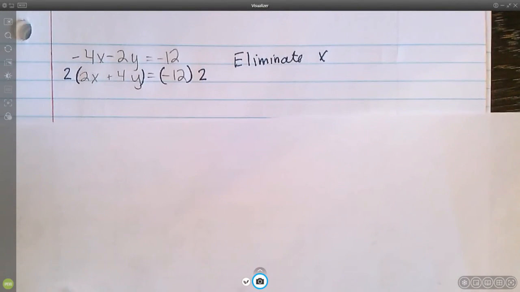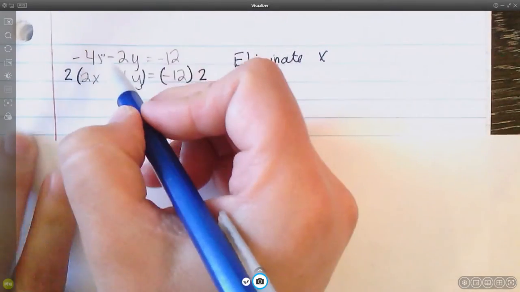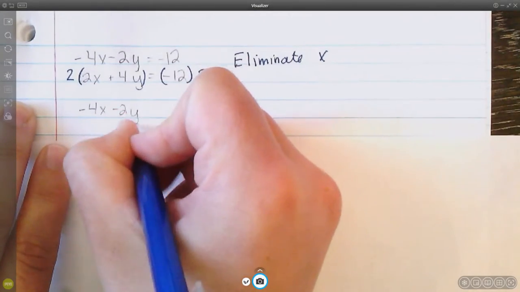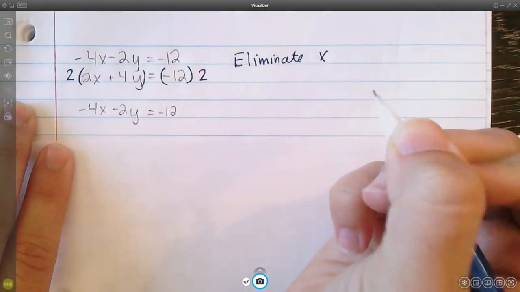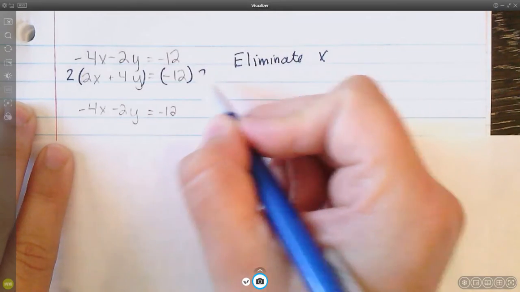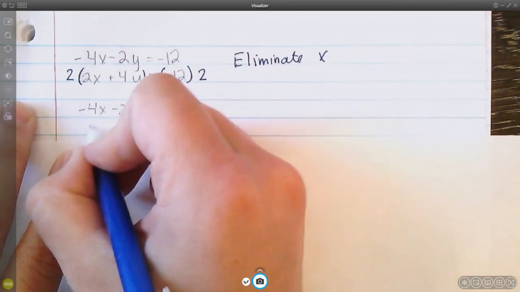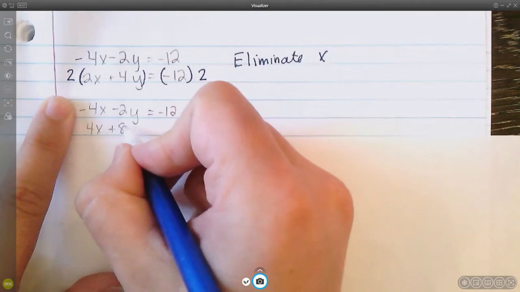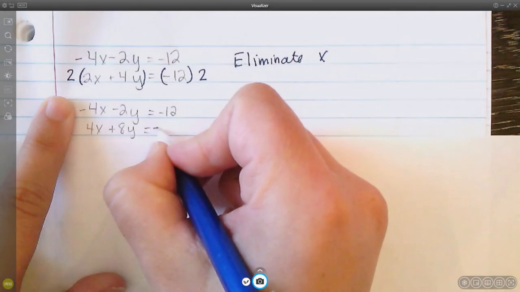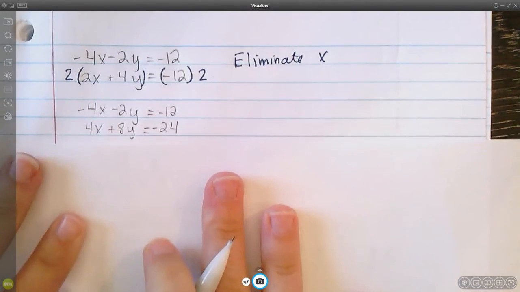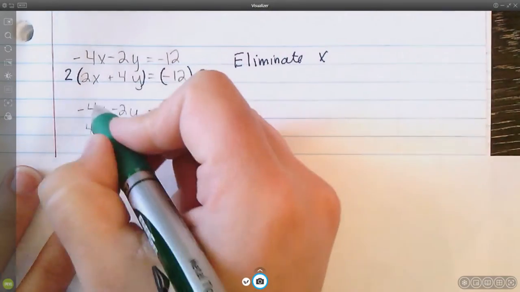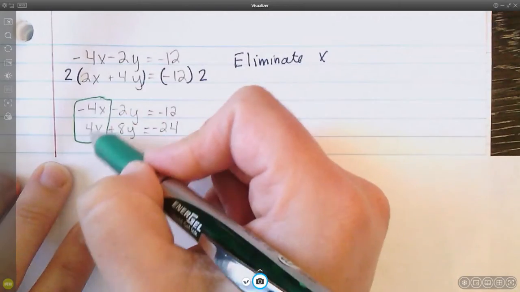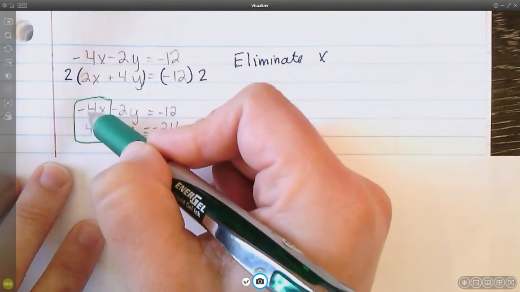Okay, so if I'm going to rewrite these, I just have negative 4x minus 2y equals negative 12. Then I'm going to rewrite this one, but now I'm multiplying the whole thing by 2. So we'll have 4x, 2 times 4y is 8y, equals negative 24. So now we have negative 4x and we have a positive 4x. So same numbers, different signs, so these will eliminate.